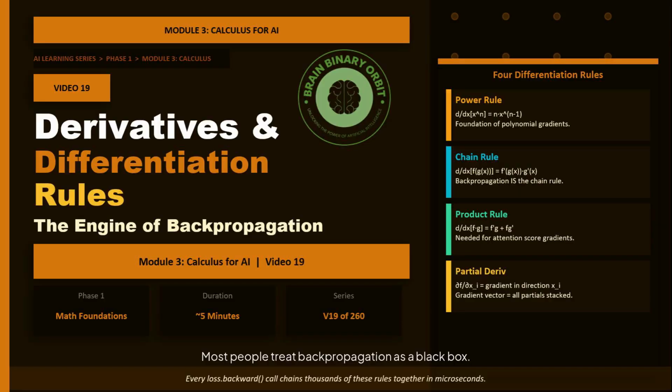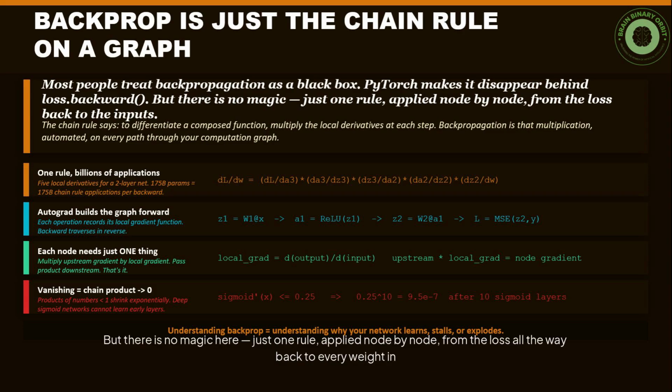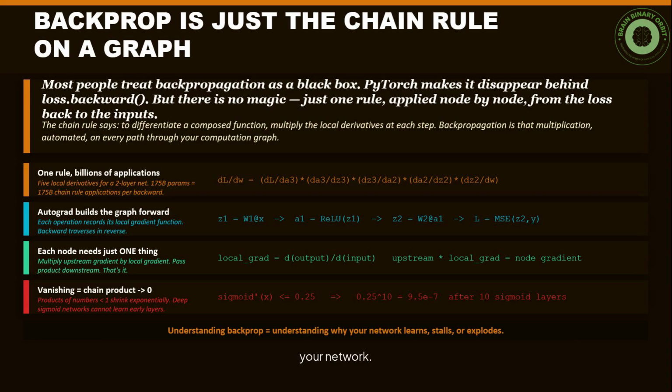Most people treat backpropagation as a black box. You call loss.backward() and gradients appear. But there is no magic here, just one rule, applied node by node, from the loss all the way back to every weight in your network. That rule is the chain rule.